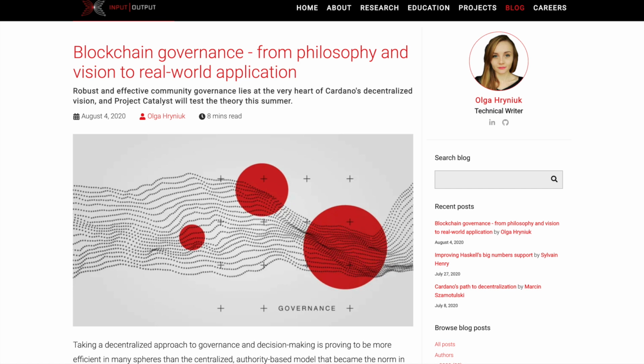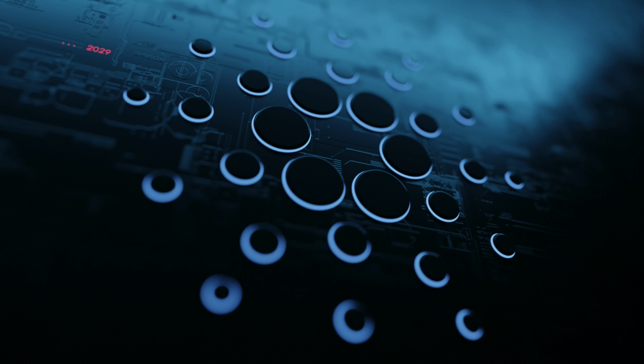So we're looking at blockchain governance from philosophy and vision to real-world application. Taking a decentralized approach to governance and decision-making is proving to be more efficient in many spheres than the centralized authority-based model that became the norm in so many areas in the last century. At IOHK, we believe that blockchain technology offers a way to encourage participation in collective action, and we are building just such a system so Cardano can grow in a fair and decentralized way, with an open governance system that encourages global participation by granting ADA holders the power to make decisions.